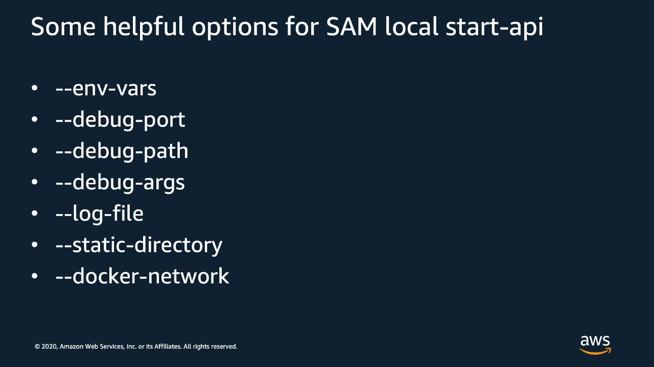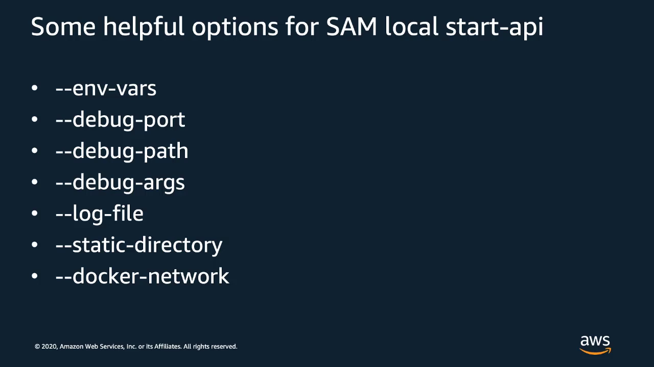I could pass a debug port and path when I want to attach a debugger. I can output a log file. If I'm working with like a Docker network, I can also set a static directory where I'm looking for static resources. So that's SAM local start API. And this, in a nutshell, emulates an API Gateway REST API, right?